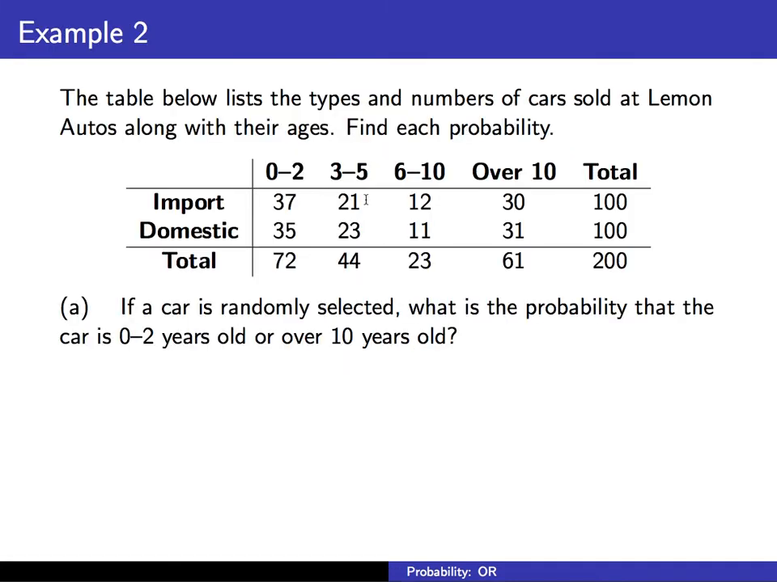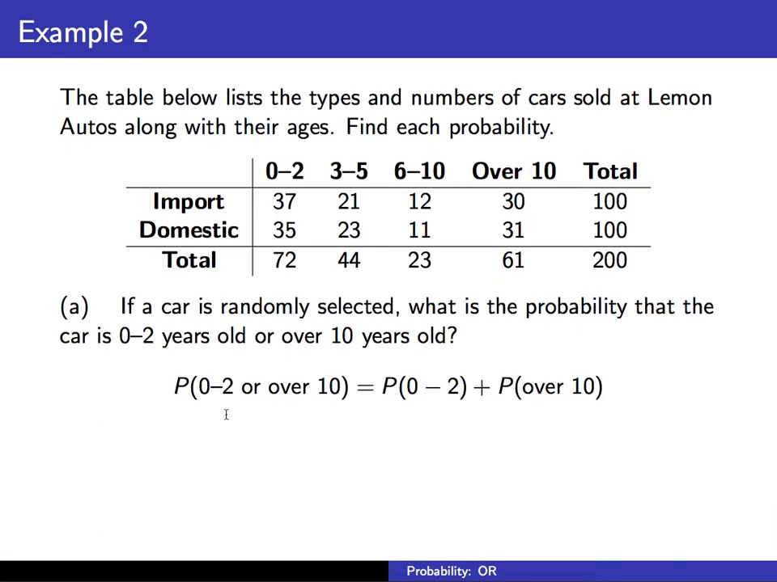So example 2, the table below lists the types and numbers of cars sold at Lemon Autos along with their ages. Find each probability. So part A, if a car is randomly selected, so out of the 200 possible cars, what is the probability that the car is either 0 to 2 years old or over 10 years old? Well, the probability that it's between 0 and 2 years or over 10 years is going to be the probability that the car is between 0 and 2 years old plus the probability that the car is over 10 years old.